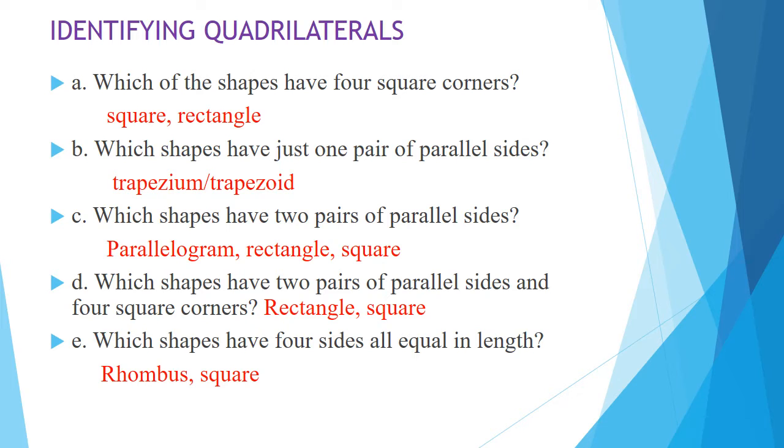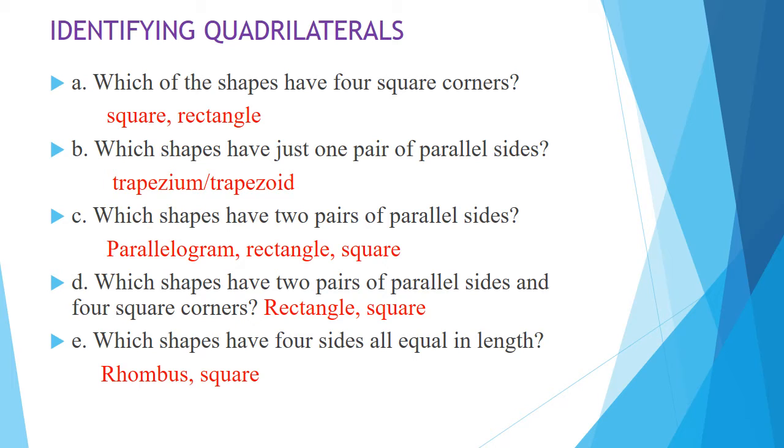Now, which shapes have two pairs of parallel sides? So we have just looked at that. So parallelogram, rectangle, and then square all have what? Two pairs of parallel sides. Then which shapes have two pairs of parallel sides and also have four square corners? So that would be rectangle and then what? And then square.